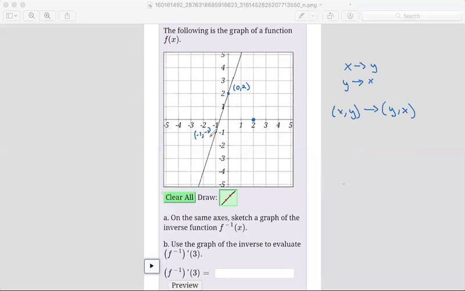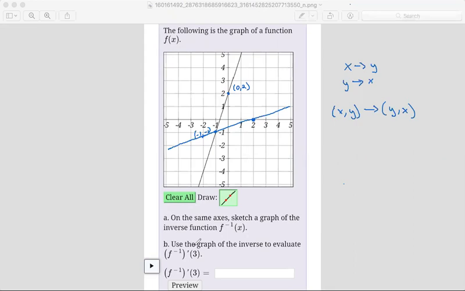So once we have 2 points on a line, we can draw a line through it, because if our original graph is a line, then our inverse is also going to be a line. So we can draw a line through here, something like this. Okay, so that would be our inverse function.